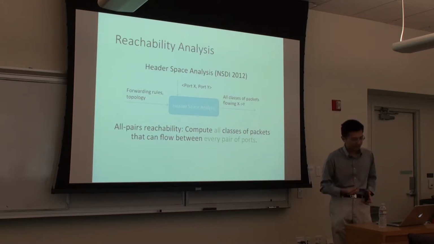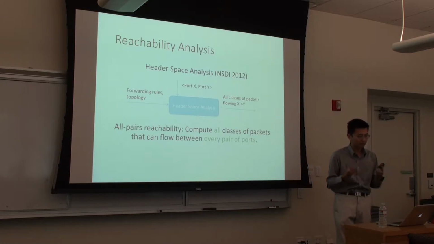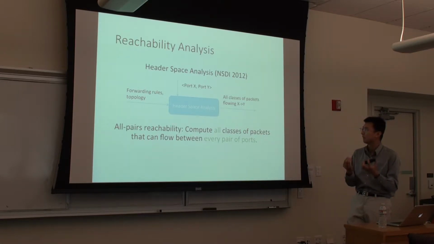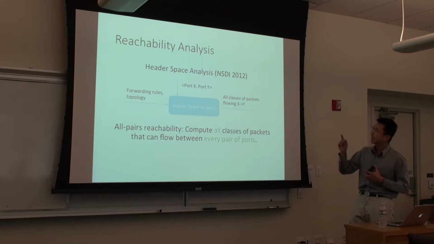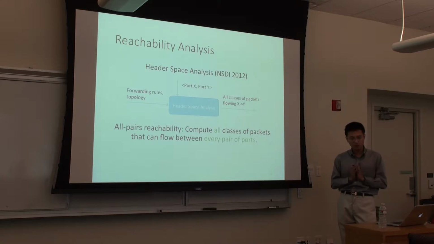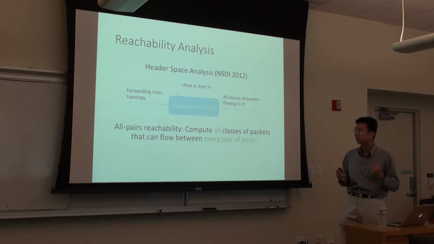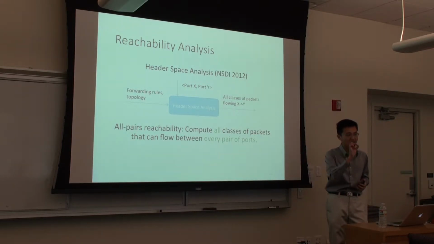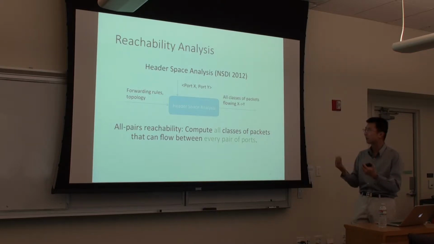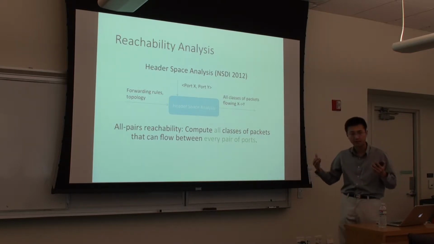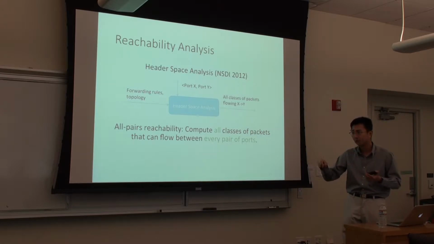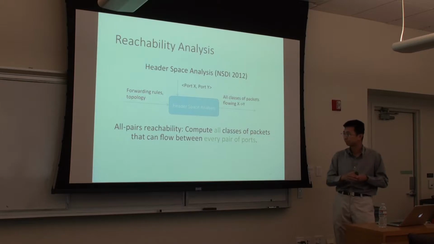So to test the network, first we need a model to abstract enough information about the data plane. I use header space analysis for this abstraction. If you are not familiar with header space analysis, basically you can think of it as a black box that takes in the data plane information such as forwarding rules and topology, and a pair of ports X and Y. The output of header space analysis is all classes of packets that can flow from X to Y. By the way, a class of packets is just a set of packets sharing the same header fields.